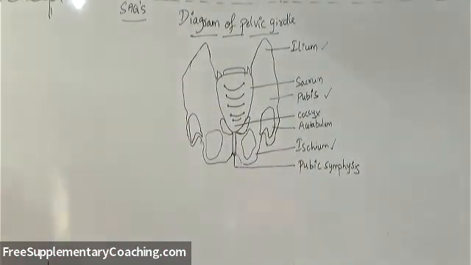So any doubt in the diagram of this pelvic girdle, you can ask me. You can raise your hand so that we will unmute. Definitely you need to mention the parts like ilium, pubis, ischium, acetabulum, and pubic symphysis. At least these five parts you need to label without fail.